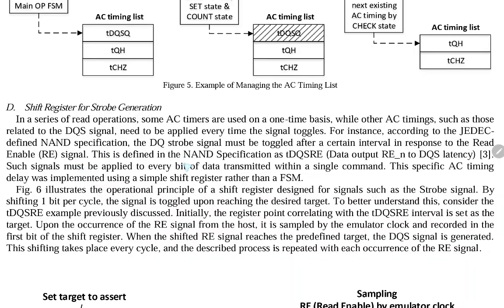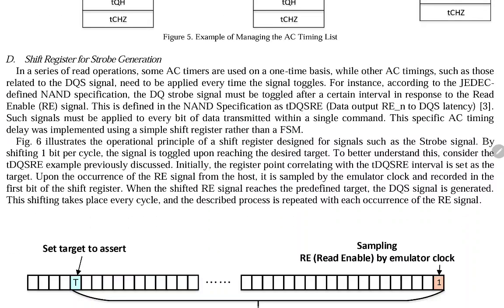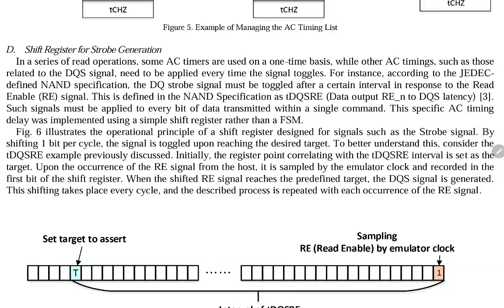This is defined in the NAND specification as DQSRE, data output RE_n to DQS latency. Such a signal must be applied to every bit of the data transmitted within the single command. The specific AC timing delays were implemented using a simple shift register as an FSM. So Figure 6 illustrates the operational principle of the shift register design for a signal such as a strobe signal. By shifting 1 bit per cycle, the signal is toggled upon reaching the desired target.